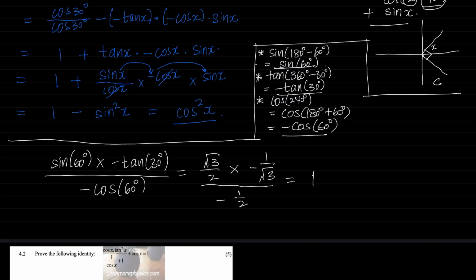Well, okay, let's simplify. So numerator, we're going to get square root 3, minus square root 3 over 2 square root 3. That's going to cancel with that. We're going to be left with minus a half divided by minus a half, which is 1. Okay.